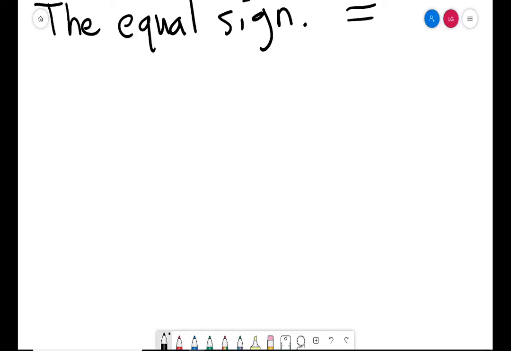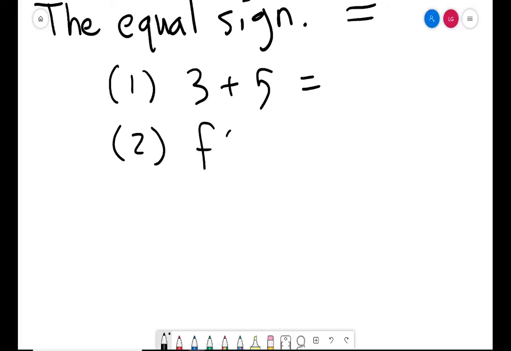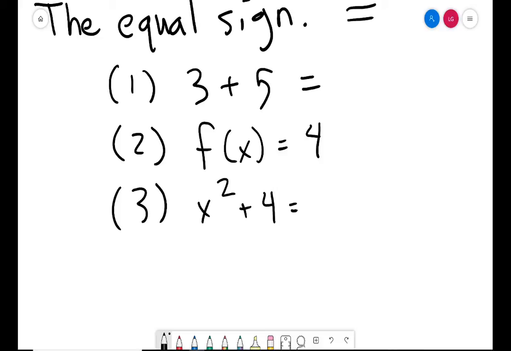So I usually start the class with a couple of questions here, or a couple of statements. Let me number them. So this will be statement number 1. Number 2. Number 3. Okay. So the first, 3 plus 5 equals, and we could even put a little question mark on the right side there, equals something. The second, f of x, and you may be familiar with that terminology, but we'll talk about it in a functions lesson. f of x equals 4. And the third, x squared plus 4 equal to 20.